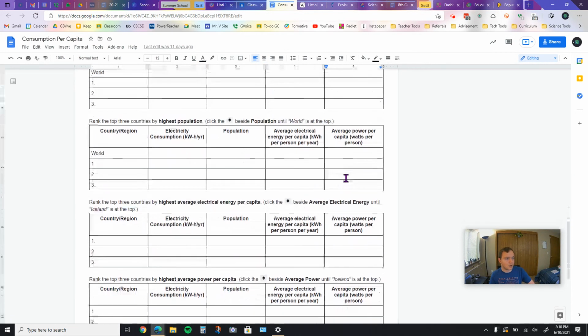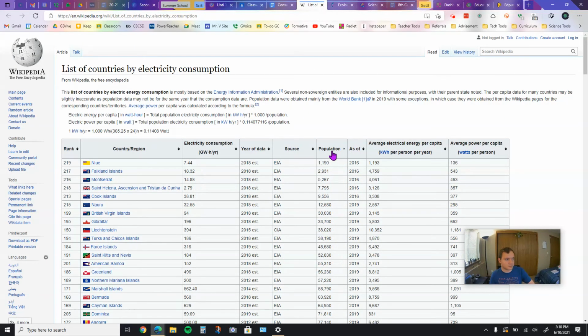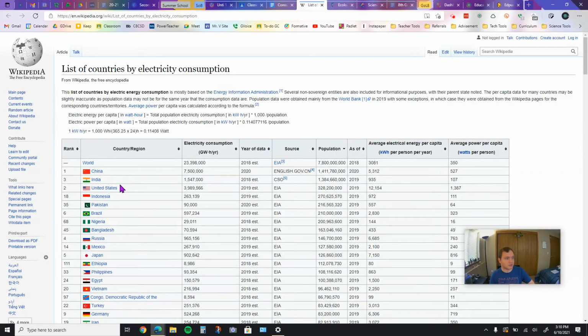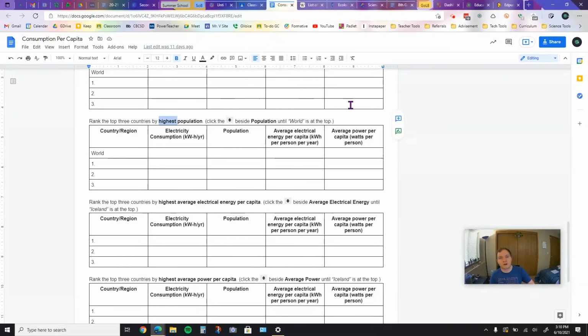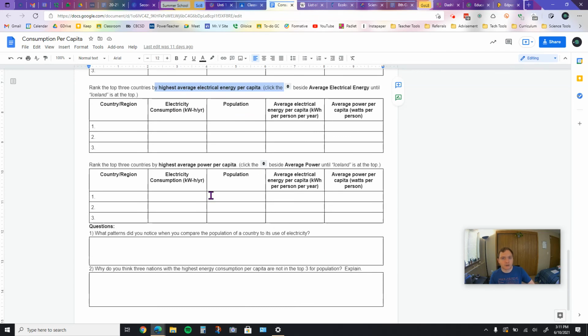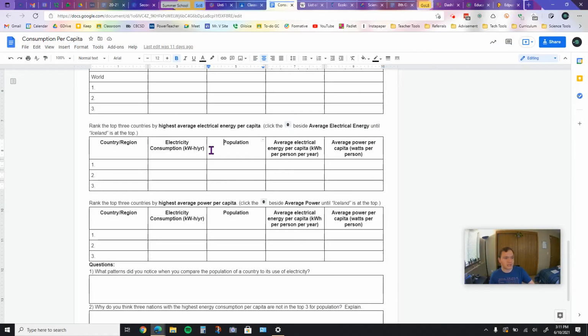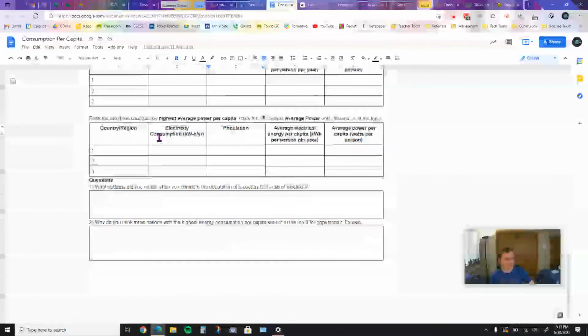And then you're going to go by highest population. So you're going to go back, click on population twice, and it's China, India, and the US. Copy and put in that information. The goal is you're pulling these different pieces of data from that graph, and then hopefully you'll be able to figure out a trend or a pattern. You would think countries with more people are probably going to use more electricity because there's more people to use it. But that might not always be the case. So that's some of the trends you're looking for.